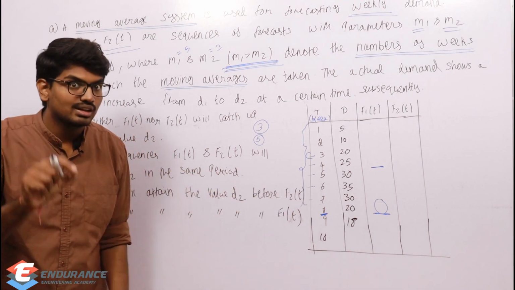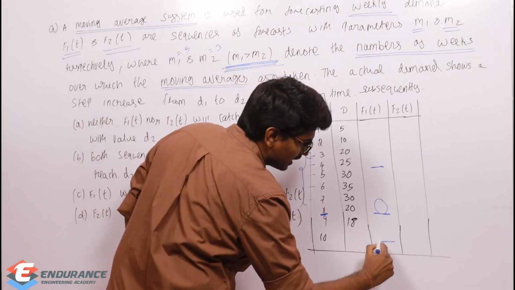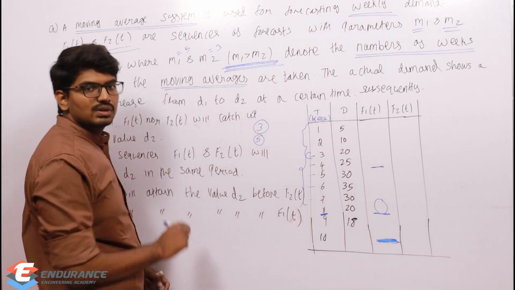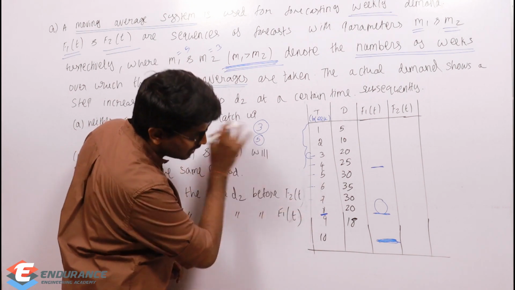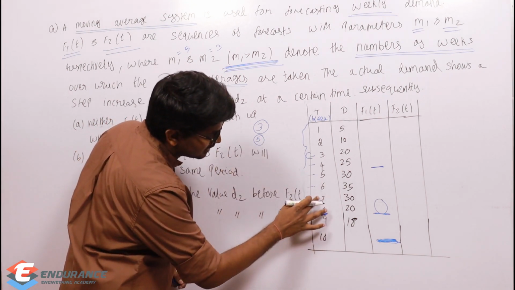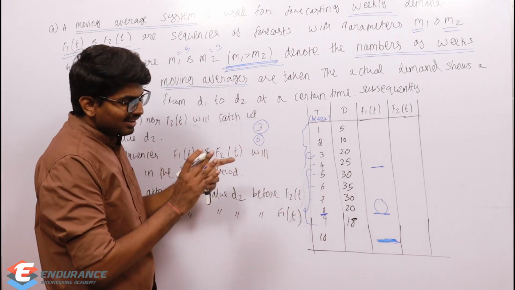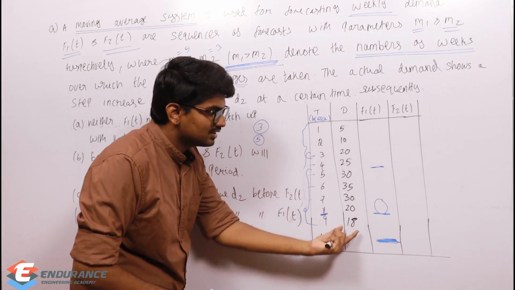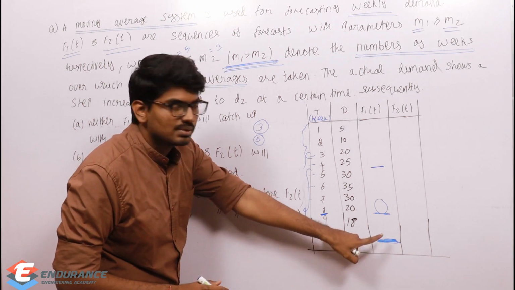This is a very important point. Understand it carefully. If I want to find the forecast of 10, and M1 is equal to 5, which indicates take the latest 5, that means 9, 8, 7, 6 and 5. I need to take the actual demand values of the latest 5 and then find the average. That will be my forecast.